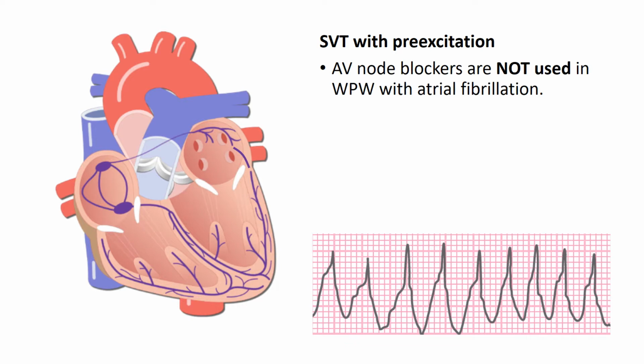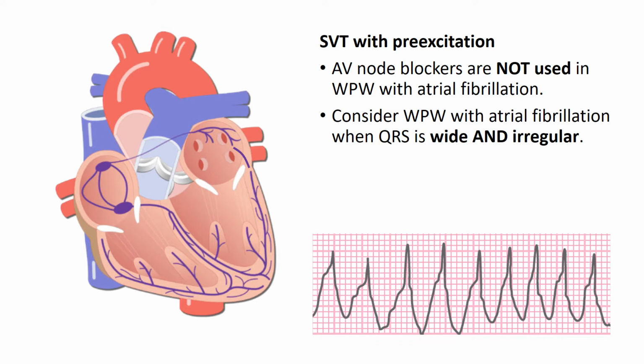So in Wolff-Parkinson-White with AFib, we do not use AV node blockers. So that's adenosine, beta blockers, calcium channel blockers, none of those. We don't touch those. And you should consider Wolff-Parkinson-White with atrial fibrillation when the QRS is wide and irregular.